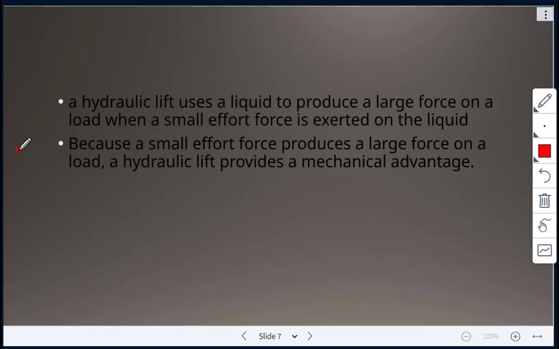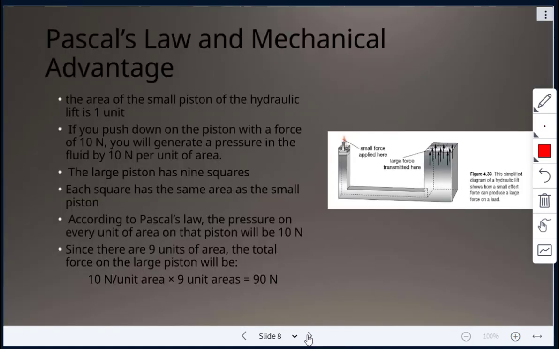So because a small effort force produces a large force on a load, there is a mechanical advantage for a hydraulic lift. And we can calculate that. We'll take a look at Pascal's law of mechanical advantage. So here we're looking at a simplified diagram of a hydraulic lift. So here we have a small piston, which is just 1 unit. So if you're pushing down on the piston with a force of 10 newtons, we're going to have a pressure in the fluid of 10 newtons per unit of area.